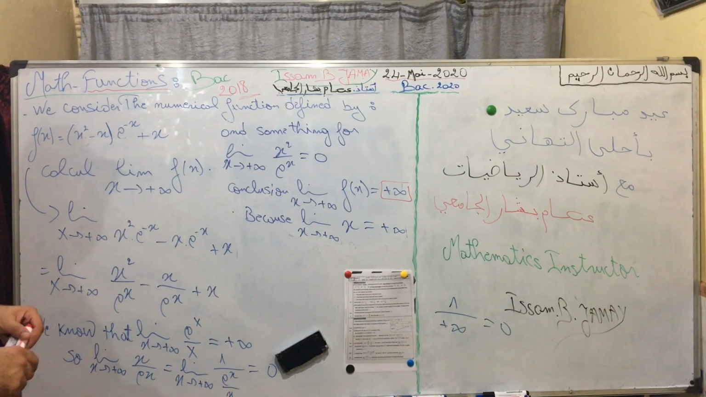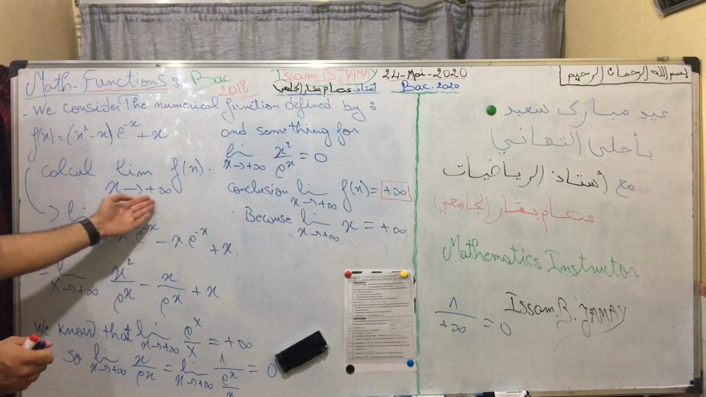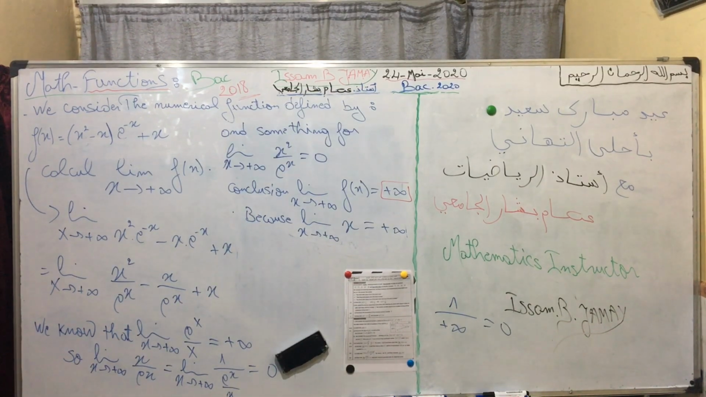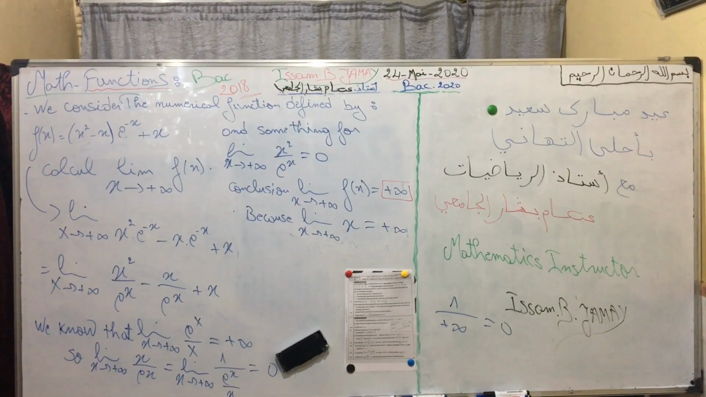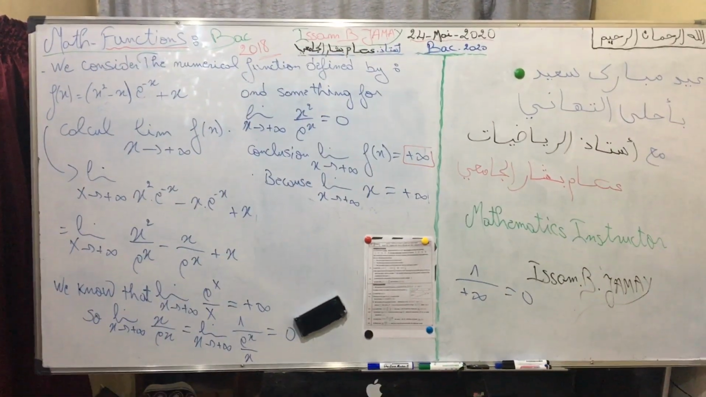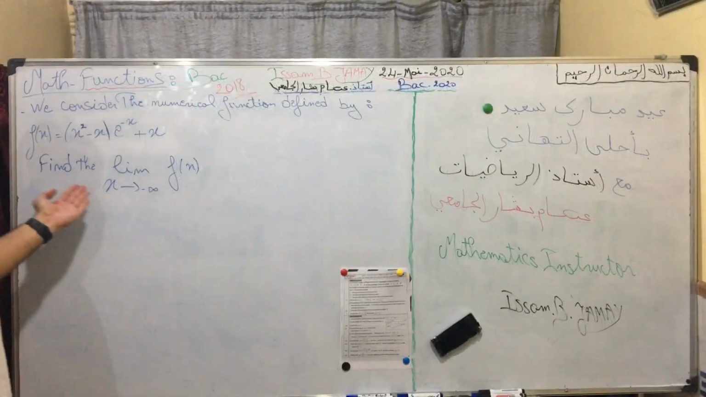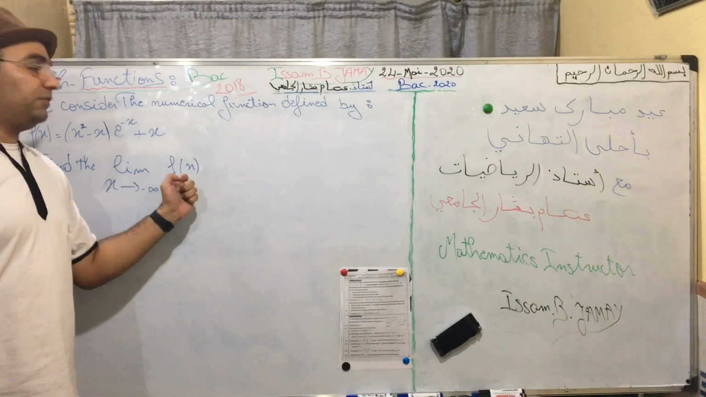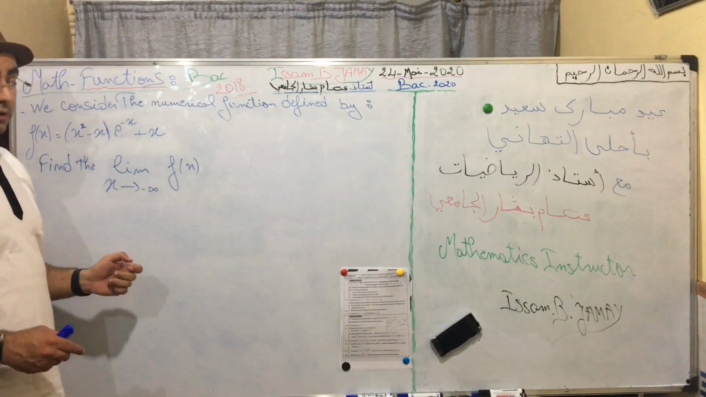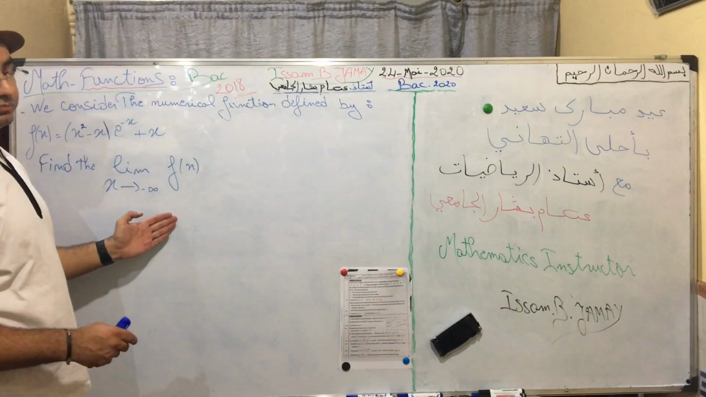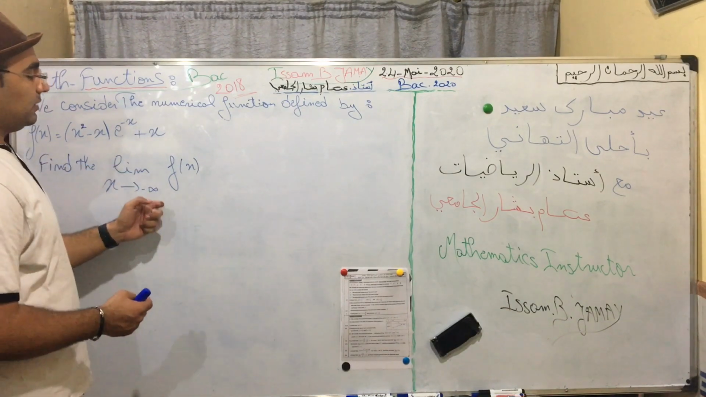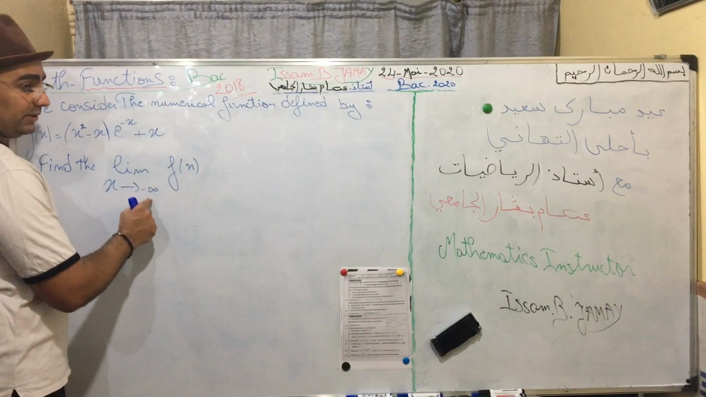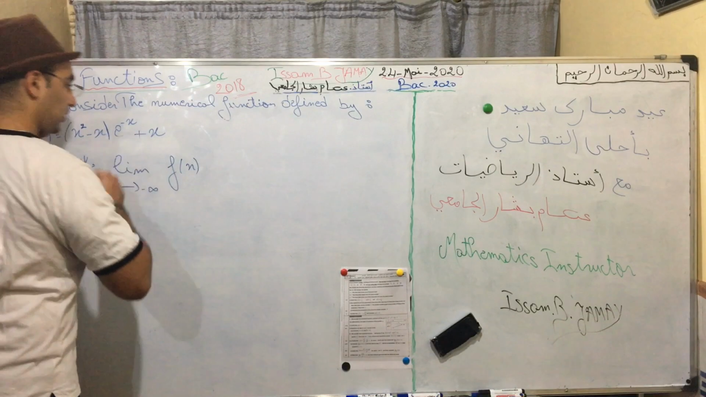Alright? So I will erase this and then we will work on the limit when x goes to minus infinity. So here is the second question we have. Find the limit when x goes to minus infinity of the function f(x). So as I said before, whenever we have limits, what we do first is replace each x with its value, which is minus infinity, in the function.